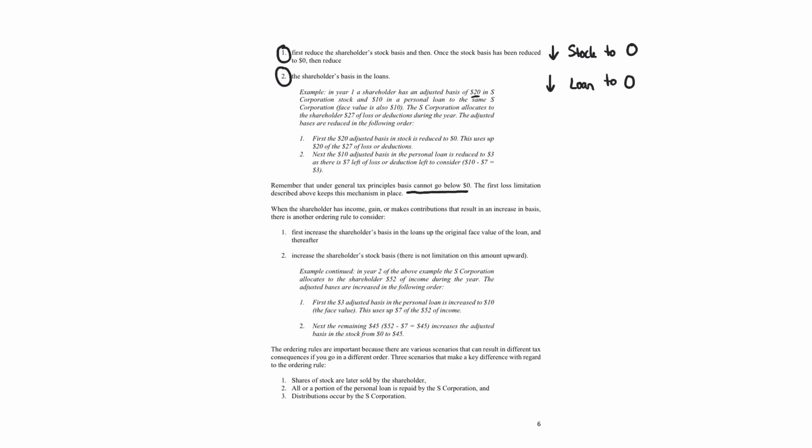The adjusted bases are reduced in the following order. So we have $27 of loss. The rule is, first, we reduce the stock. We've got 20, so we reduce the first 20. We've got 7 left. So the stock's adjusted basis is now equal to 0. Second, we have 7 left and a 10 basis in the loan, so the next 7 goes to the loan. That leaves us with an adjusted basis in the loan equal to how much? 3. And guess what? All $27 of loss is good to go in terms of our limitations.